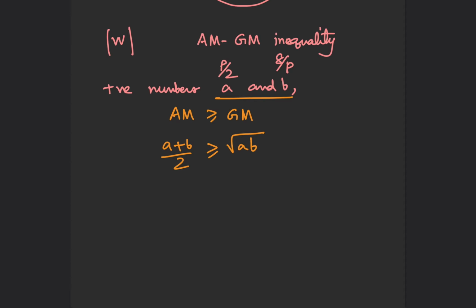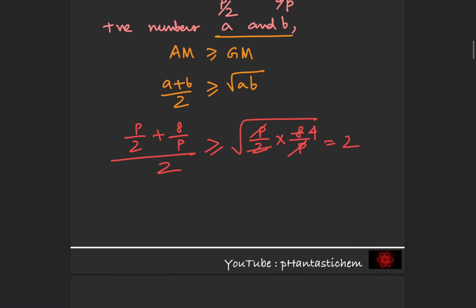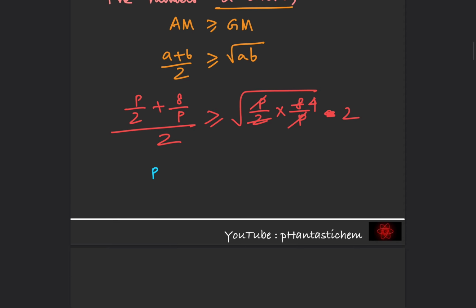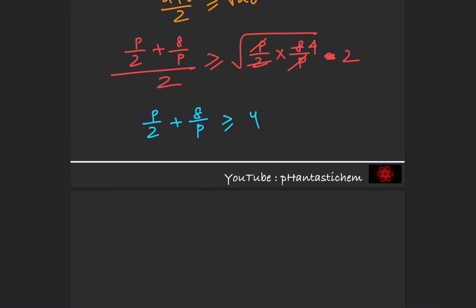Okay, so in our case A and B are P by 2 and 8 by P. So therefore P by 2 plus 8 by P divided by 2 will be always greater than or equal to root of P by 2 into 8 by P. So this P gets cancelled. So 2 fours are 8, so this is basically 2. So therefore I can write P by 2 plus 8 by P is greater than or equal to 4, right? So therefore the minimum value of P by 2 plus 8 by P is 4.